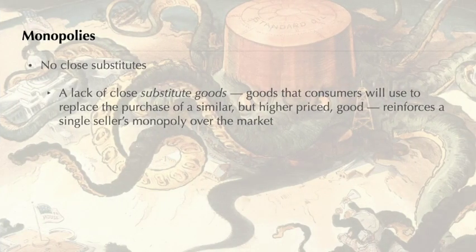A lack of close substitute goods reinforces a single seller's monopoly over the market. A substitute good is one that consumers will use to replace the purchase of a similar but higher priced good. In the case of a monopolistic cable television market, consumers cannot buy the service from another seller or easily substitute a similar good for it. Some households need cable to have their basic television reception, including network broadcasts. Moreover, many viewers who receive network broadcasts without cable do not consider network programming to be a substitute for the hundreds of channels available on cable.